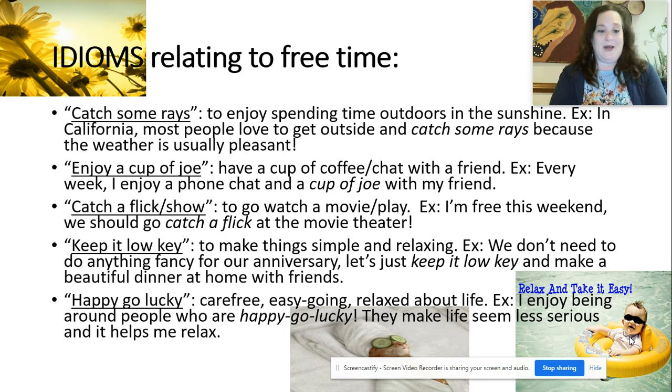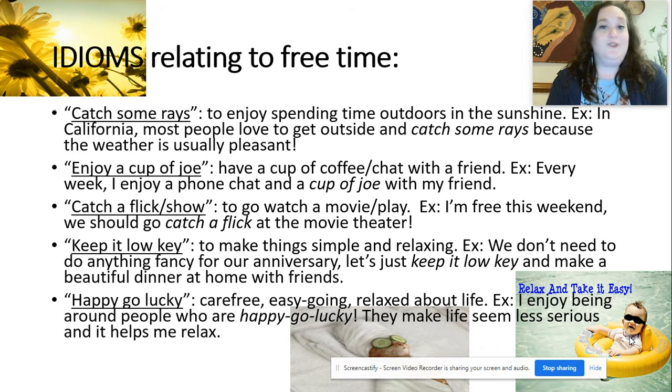Now, at this time, let's talk about some idioms that relate to free time. So on each slide, I have chosen about 5 different expressions. And we will also talk about some phrasal verbs that relate to free time. Okay, skim for a moment. Skim this page. All right, anything look familiar to you? So we have some expressions. Repeat after me. Catch some rays.